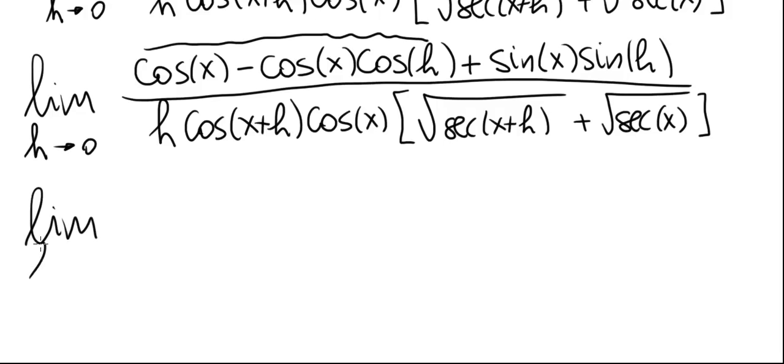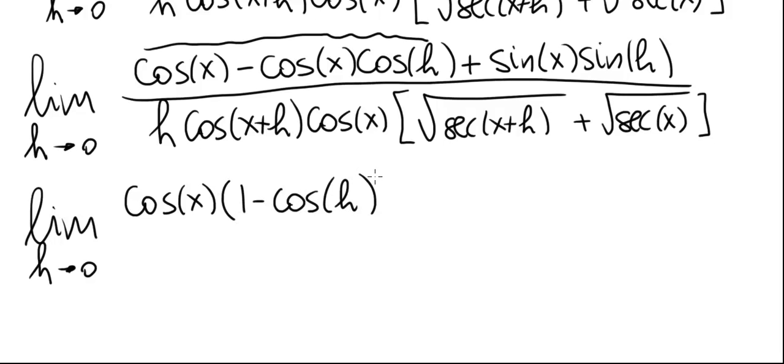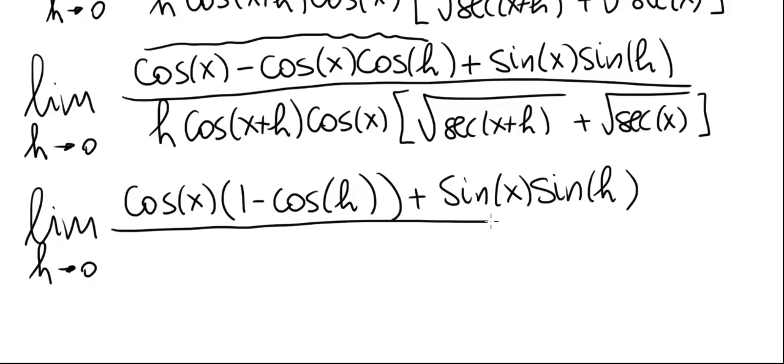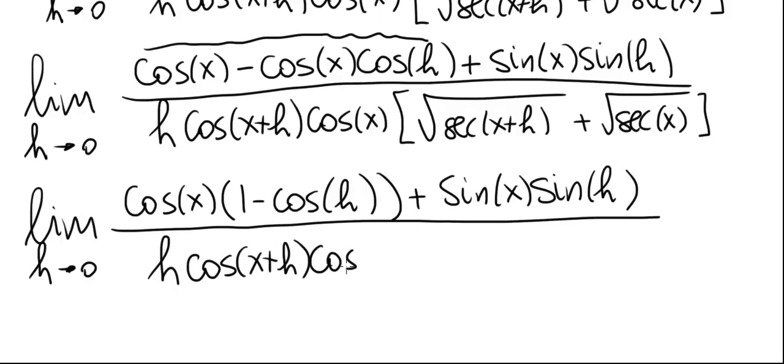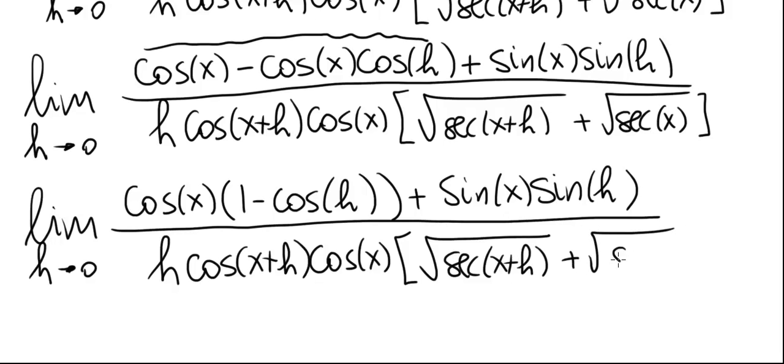We get the limit as h goes to 0 of cosine of x times (1 minus cosine of h) plus sine of x times sine of h, divided by h times cosine of x plus h times cosine of x times the quantity square root of secant of x plus h plus the square root of secant of x. And let's write this now as a sum of two limits.